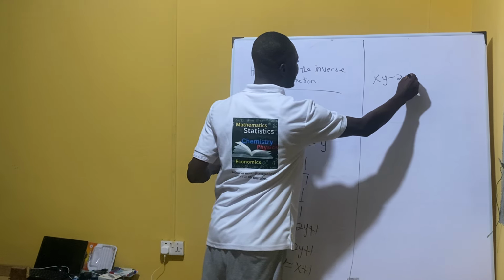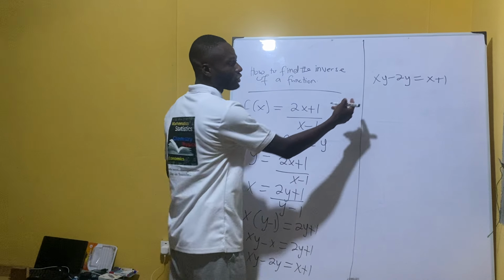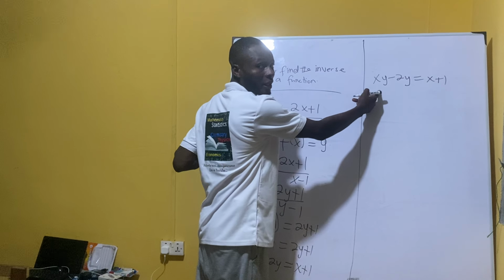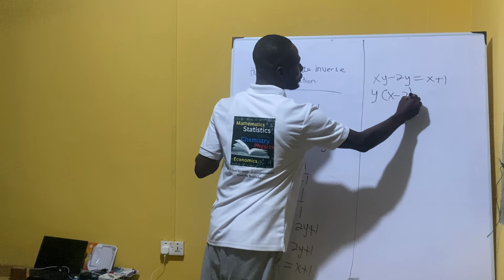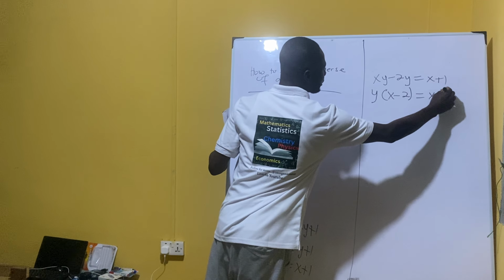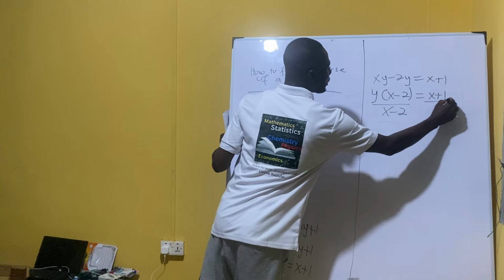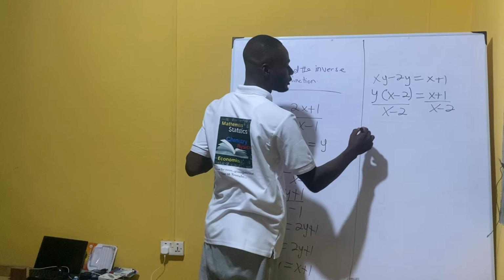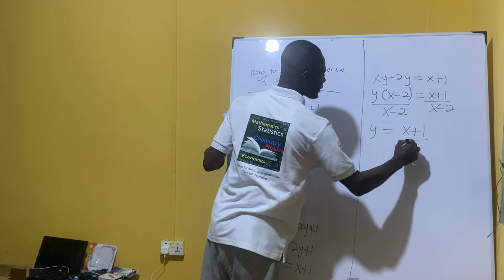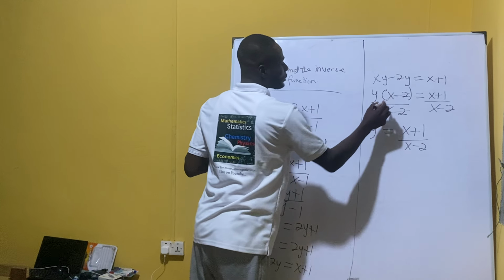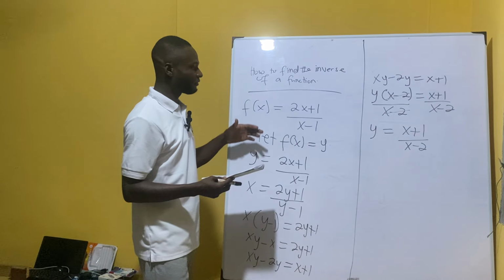xy - 2y should be equal to x + 1. We want to make y the subject, so we factor y out here and we have y(x - 2) equal to x + 1. Then we divide through by x - 2. So we have y equals (x + 1) / (x - 2). So this has become the inverse of this particular function.